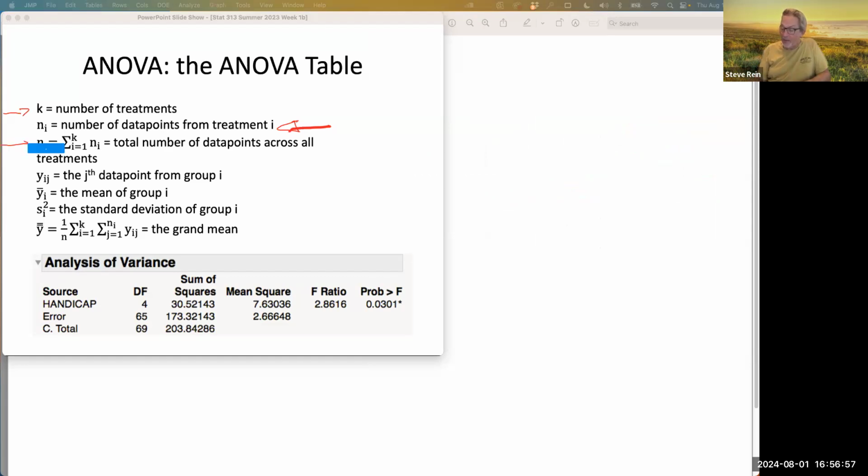Well, there's N, the total number of data points. In this case, it's going to be like 70 because I've got 5 different groups, each of which has 14. Yij, as we talked about before, has the data point J from group I. Yi bar is the average of group I. Si, let me remove the squared. Si is the standard deviation of group I, okay? And what we termed the grand mean earlier is just the average of all of the data points.